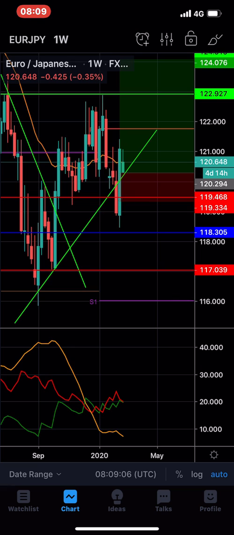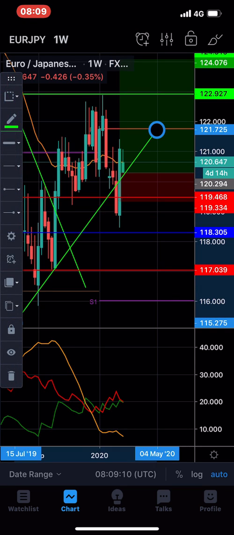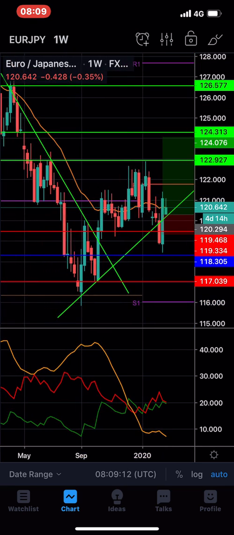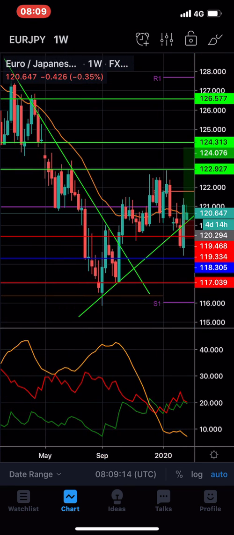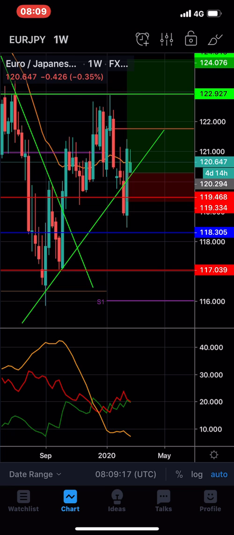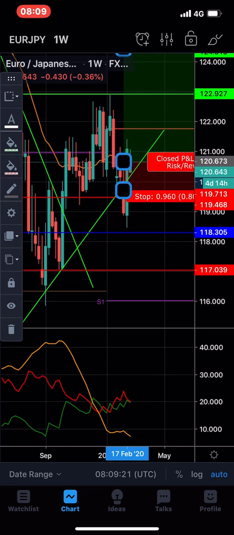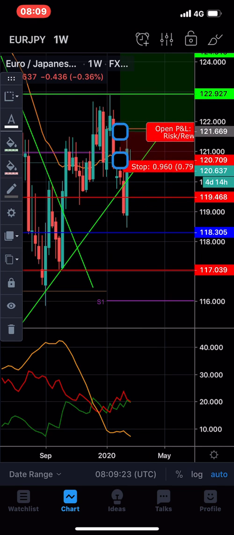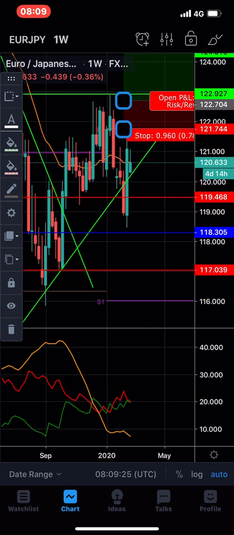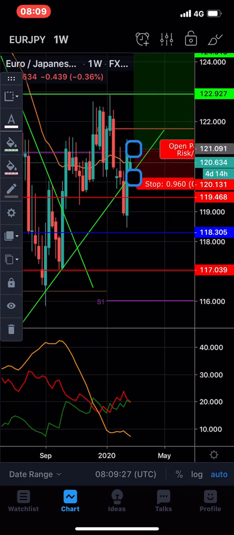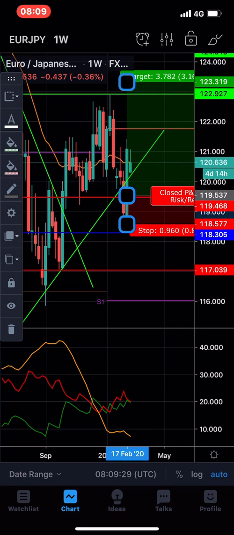Obviously I'm still expecting some sort of pullback down to the trend line itself before possibly going higher. As you can see, the pivot point is around here. The moving average is where the price is currently, so we could possibly see a retest of this pivot point before some resistance areas and possible highs. So this is one that I'm currently looking at.